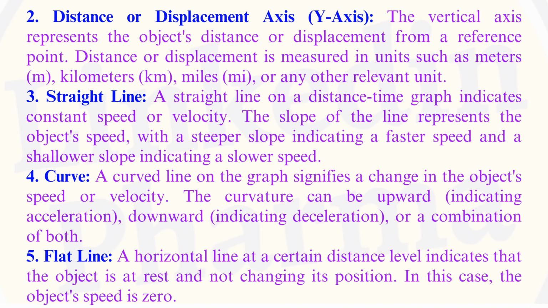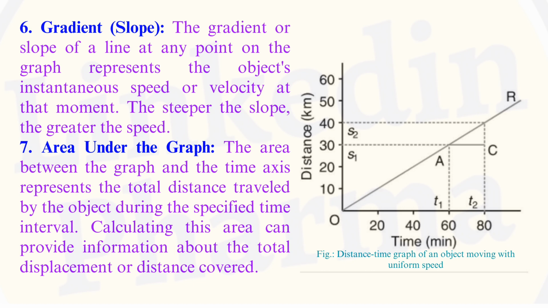In this case, the object's speed is 0. 6. Gradient, slope. The gradient or slope of a line at any point on the graph represents the object's instantaneous speed or velocity at that moment. The steeper the slope, the greater the speed.